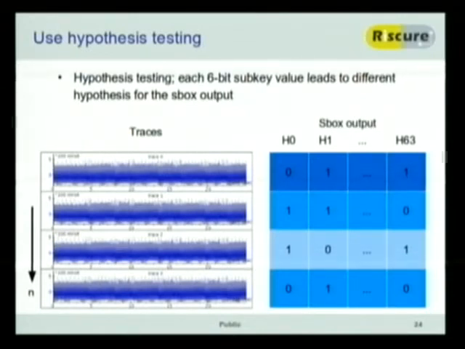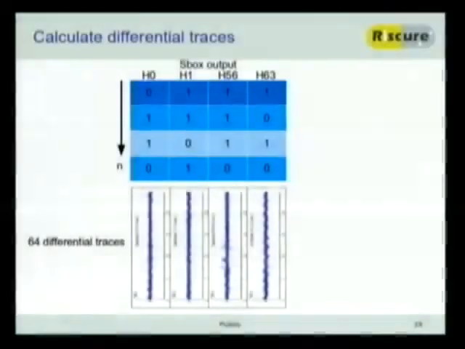So we're going to end up with 64 hypotheses, of which one must be right. One of the subkeys must be the right subkey. And we're just going to calculate a differential trace for each of these 64 possibilities. Now, what you get is this nicely twisted number of traces. I'll flip them around for you, but this is just to display that we have n traces, but we always end up with 64 differential traces.